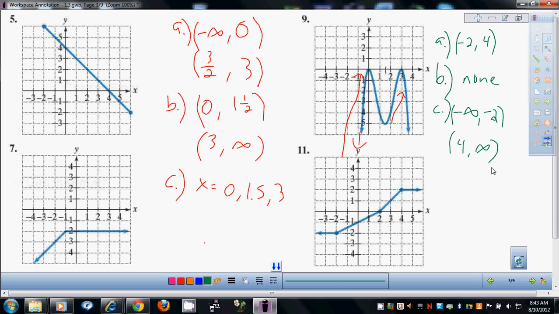Any other questions about something? Yes, sir. On the answer to 11, how come we put positive 4 after negative 2 plus 4?